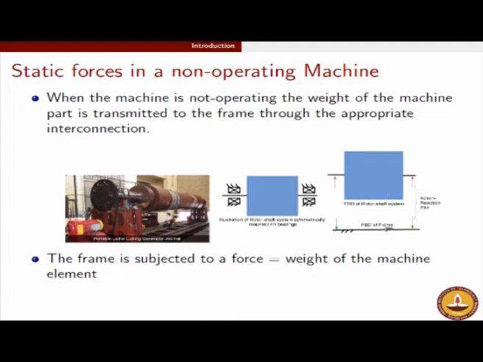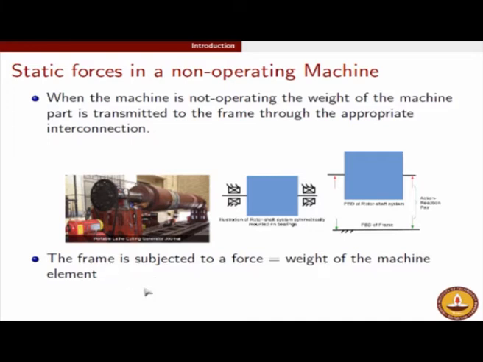So even in the case that the machine is not operating and it is just in a static equilibrium configuration, we get to see that there is an interaction of the forces between the frame and the moving parts of the machine. Things will be much more complicated once the machine starts operating, and that's what we are going to show. So the important takeaway is that the frame is subjected to a force, and in this case it is exactly the weight of the machine.